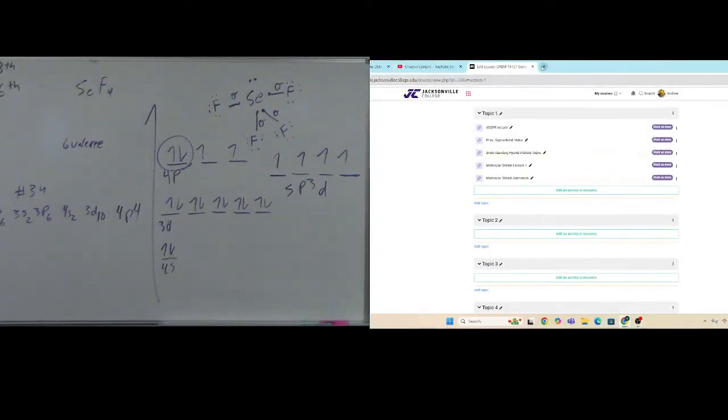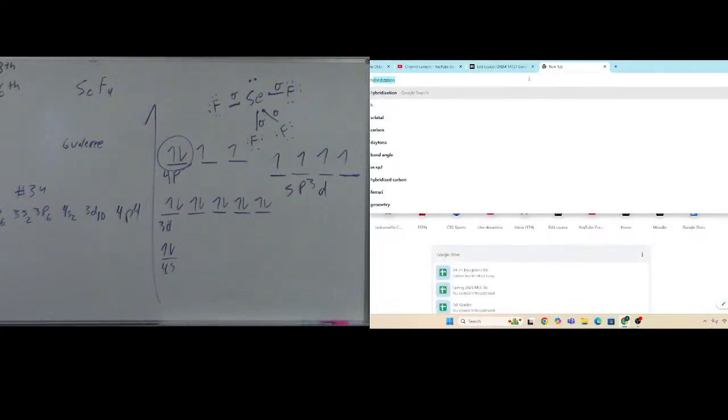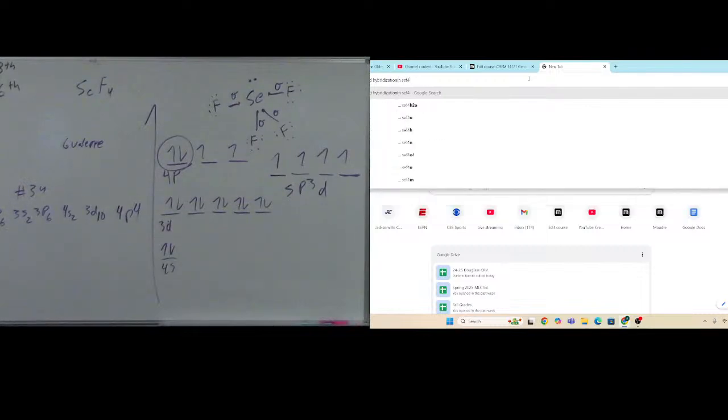Yeah. Let's go. sp3 hybridization. Oh, sp3d. And SeF4, is that right? Yeah. Okay.